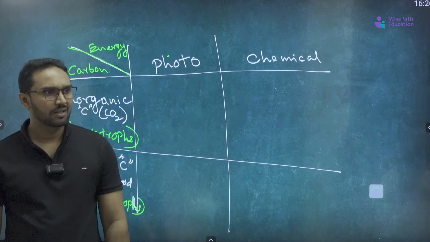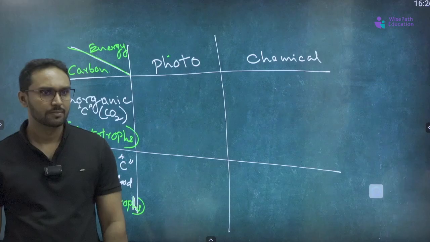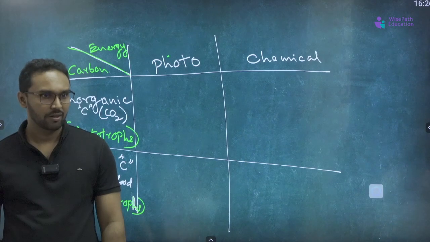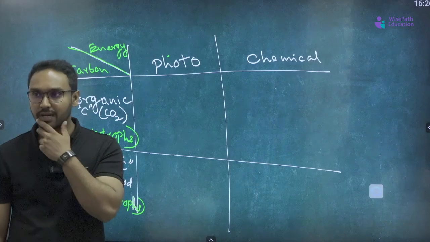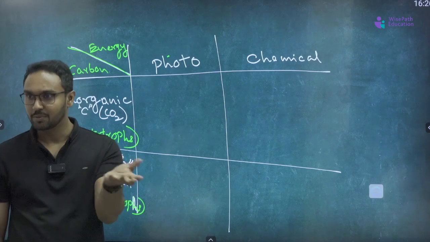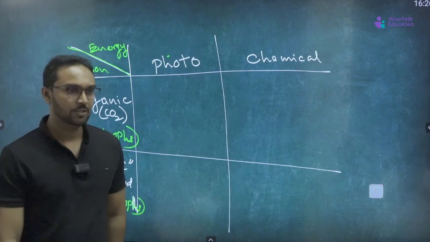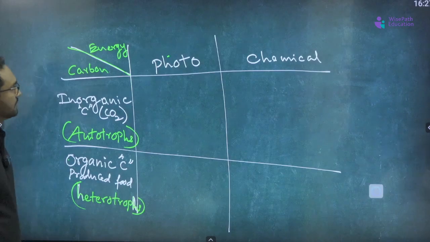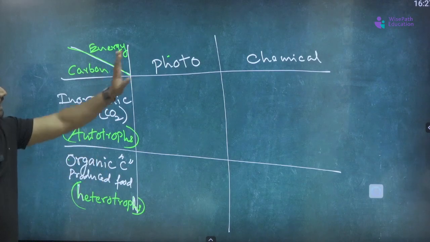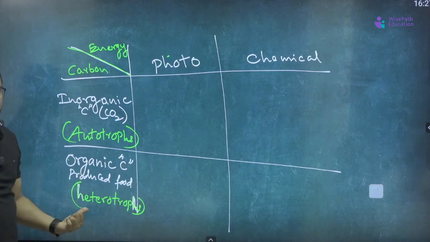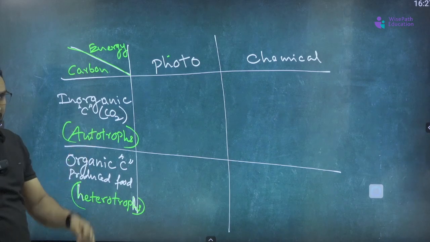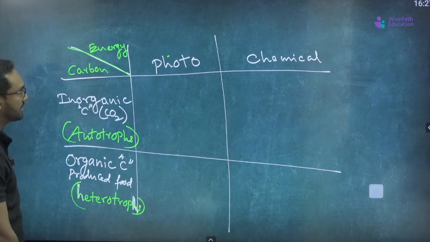So are we heterotrophs or autotrophs? We are heterotrophs, right? We don't use carbon dioxide to produce food. We only take the food someone else produced. So depending on the energy resources, 2 energy resources and 2 carbon resources, there are 4 nutritional types. What are the 4 nutritional types?